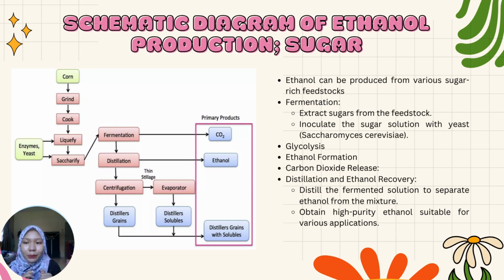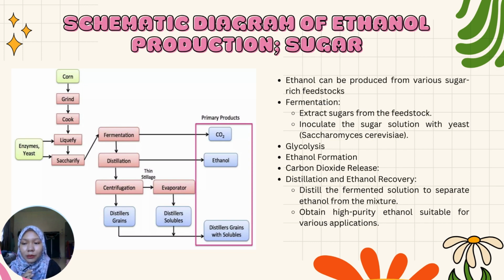Fermentation is a biochemical process where microorganisms convert sugar into ethanol and carbon dioxide in the absence of oxygen. The extracted sugars are mixed with water and yeast in large fermentation tanks or vessels. The yeast metabolize the sugars, breaking them down into ethanol and carbon dioxide through anaerobic respiration. The fermentation process is typically carried out under controlled conditions of temperature, pH, and nutrient availability to optimize ethanol production. Then distillation and ethanol recovery follow, same as for starchy materials.